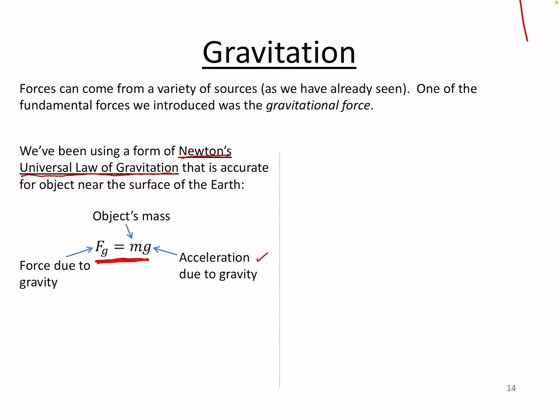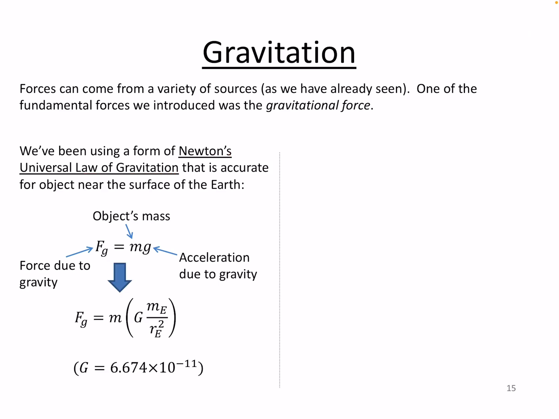I've also placed us on the moon or Mars or something like that for certain questions. And g there is a little different, okay? So we know that that's specific to a particular planetary body, at least. But let's look at where it comes from, okay? So if we fit it into the general form of Newton's universal law of gravitation, it looks like this, okay?